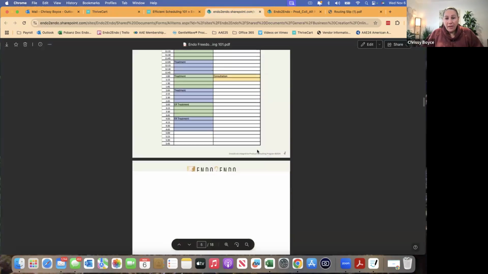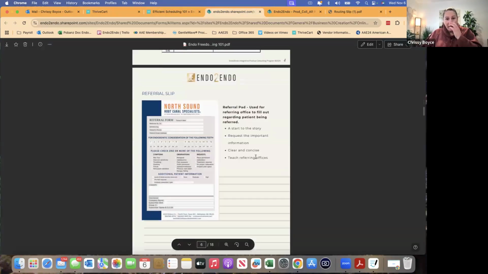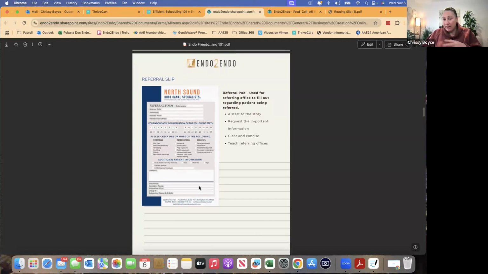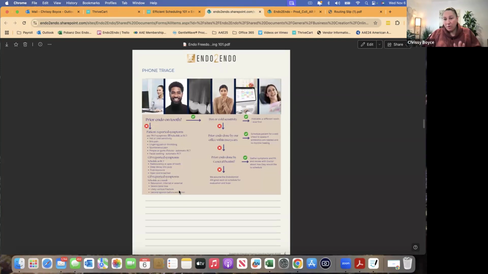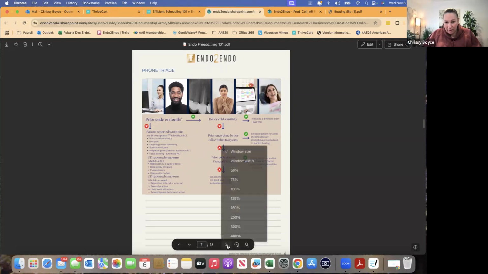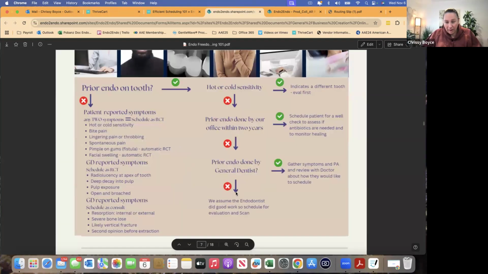All right, so where did it go? Okay. Then this takes you through, and again, watch the training, but this is his referral slip. This is what gets emailed to the office along with the x-ray, and you can customize yours however you want. Then we go into the phone triage. If you're struggling with phone triage, this is a really good tool to help you.